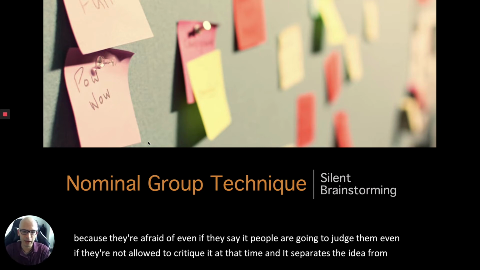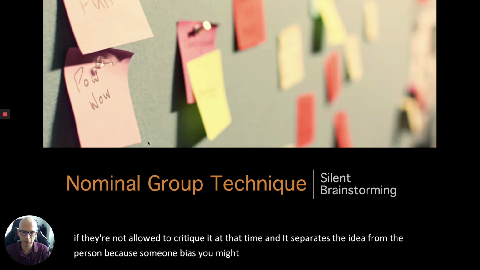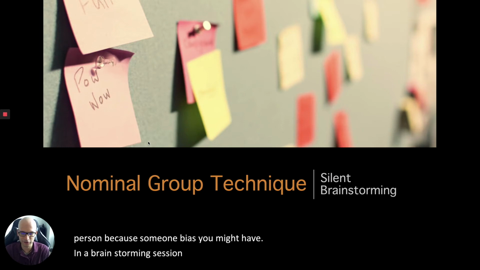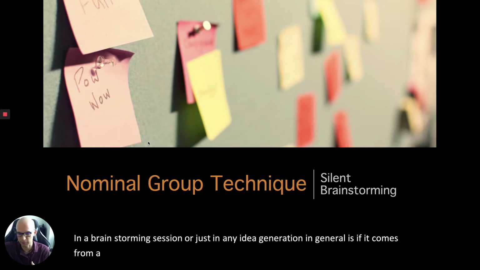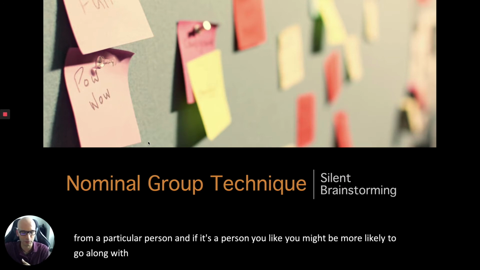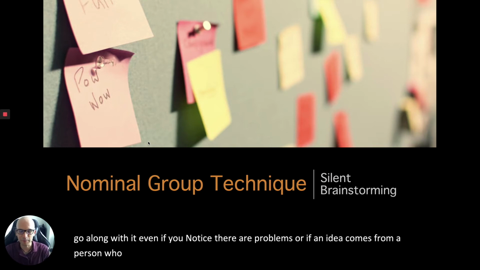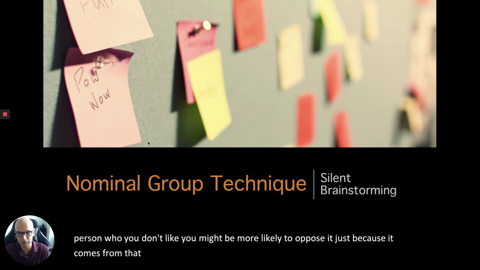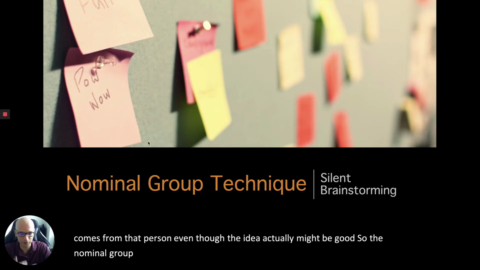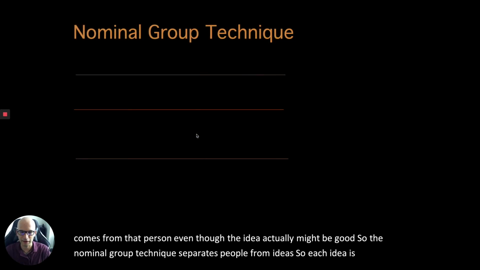Because one bias you might have in a brainstorming session, or in any idea generation in general, is if it comes from a particular person, and if it's a person you like, you might be more likely to go along with it, even if you notice there are problems. Or if an idea comes from a person who you don't like, you might be more likely to oppose it just because it comes from that person, even though the idea actually might be good. So the nominal group technique separates people from ideas, so each idea is evaluated without the person taken into account.